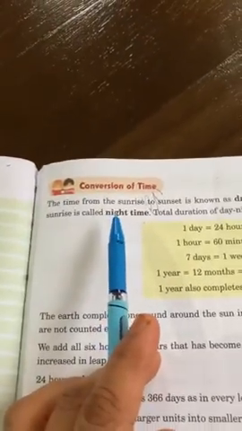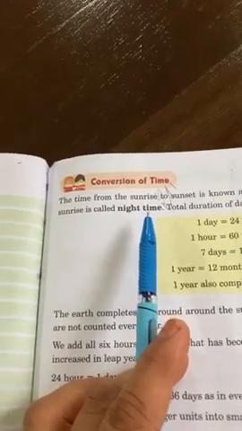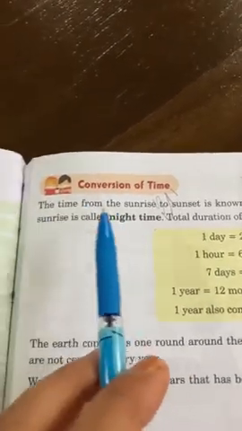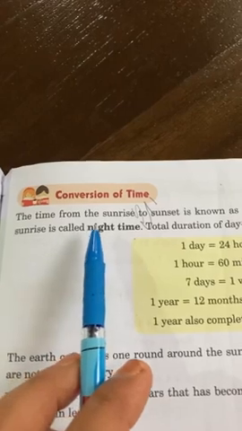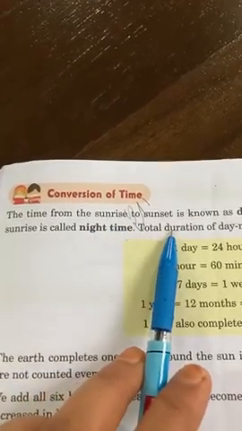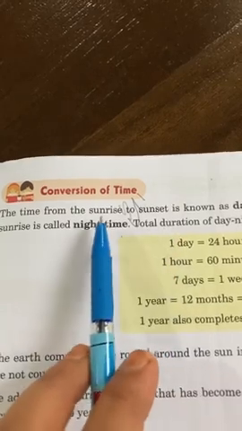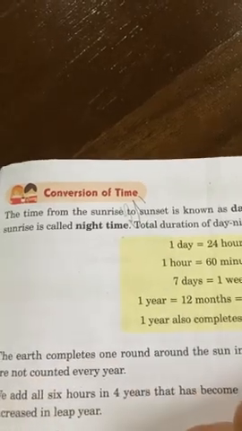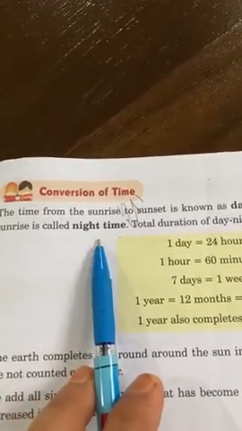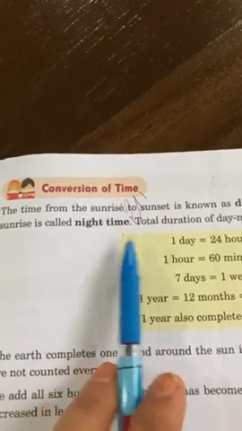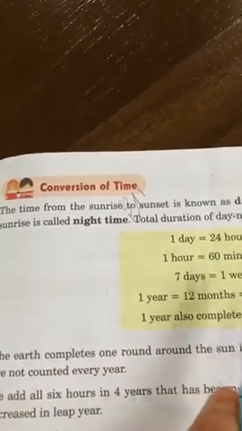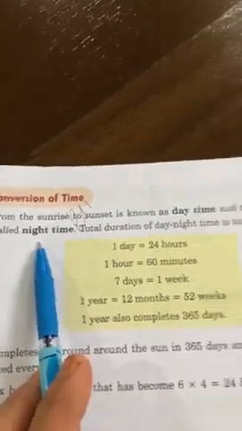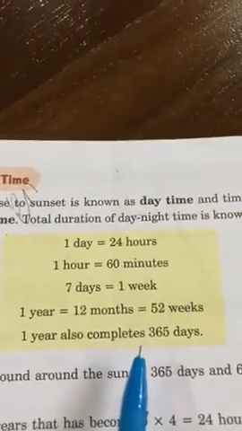Our next topic is conversion of time. How we can convert day to hour, hour to minute, and so on. So first, the time from sunrise to sunset is known as daytime, and the time from sunset to sunrise is known as night time. That means the total duration of daytime and night time together is known as a day. This we have to keep in mind.